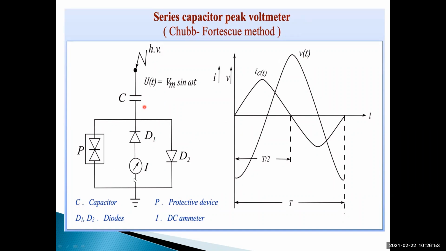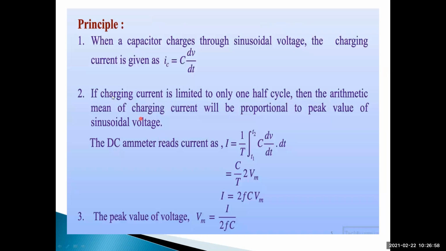This is some information about the circuit diagram, and now we will discuss the principle of operation. When a capacitor is charged through a sinusoidal voltage, the charging current is given as i_C = C dv/dt. You know well, the current flowing into a capacitor is i = C dv/dt. This is called the charging current.